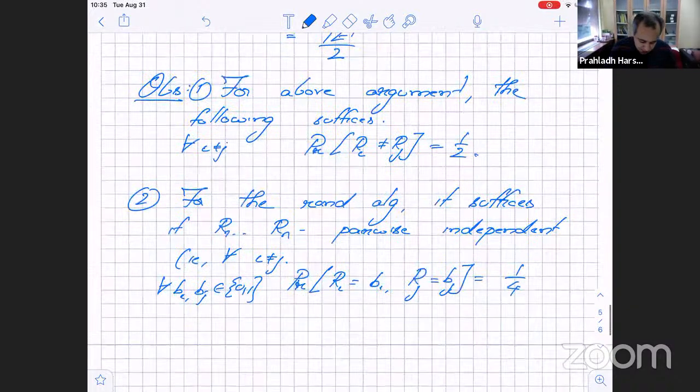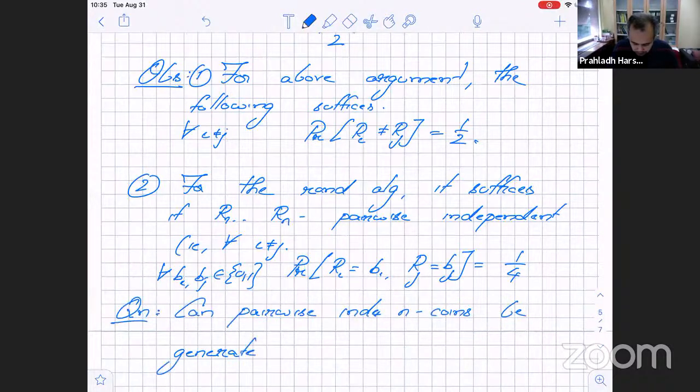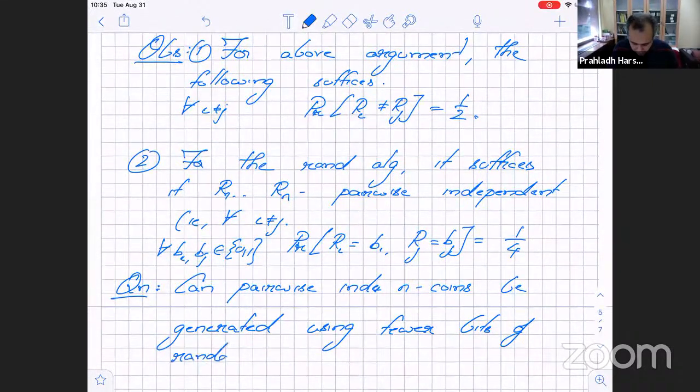So the question now we'll ask is, can pairwise independent n coins be generated using fewer bits of randomness? If they can, that will also satisfy this.